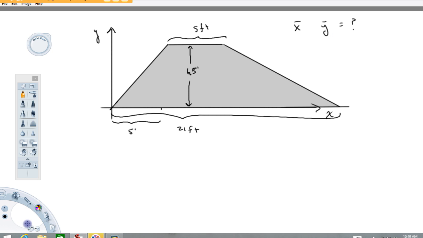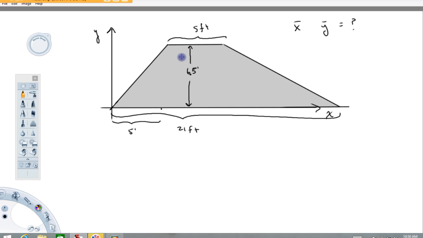for this geometry, assuming that it's a nice uniform piece of geometry, meaning that the density is the same along here and vertically. It's all made of the same material and it's the same thickness. Now, if it's made of the same material and the same thickness, we can actually find the center of mass by finding what's called the center of area.